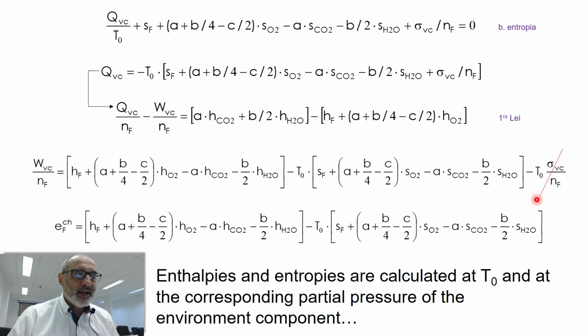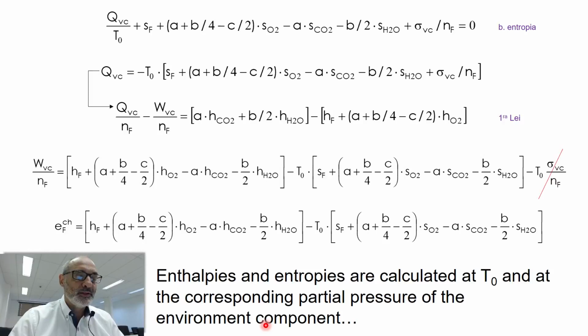Because I want to calculate the maximum amount of work. The maximum amount of work happens when all processes are reversible, and this means that there is no entropy generation. So this term goes to zero, and this term becomes the specific fuel's chemical exergy. So the specific fuel's exergy is this term here. We're going to simplify it a little bit further.